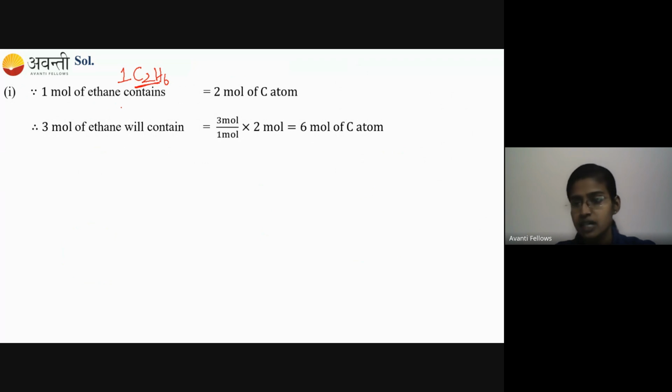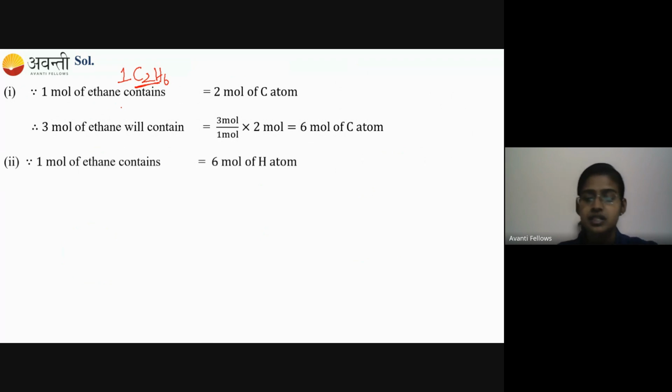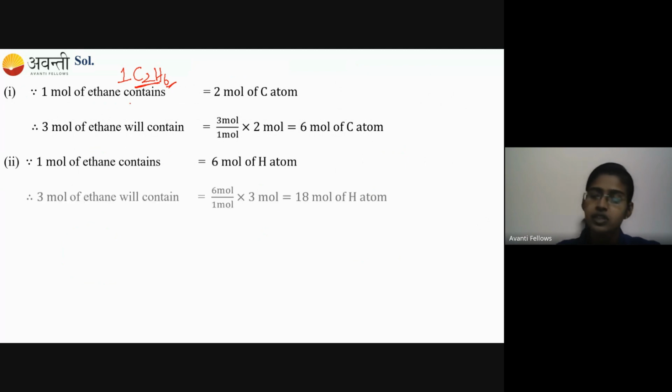Shall I move on to the second question? We have to find out the number of hydrogen atoms present in 3 moles of ethane. So 1 mole of ethane contains how many hydrogen? We have 6 moles of hydrogen atoms, right? Now for 3 moles of ethane, 6 into 3 by 1, that is 18 moles of hydrogen atoms present in 3 moles of ethane.